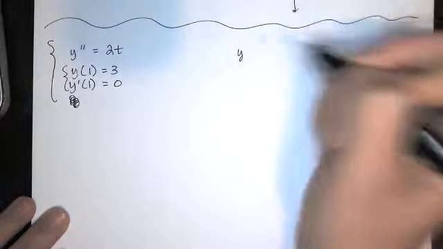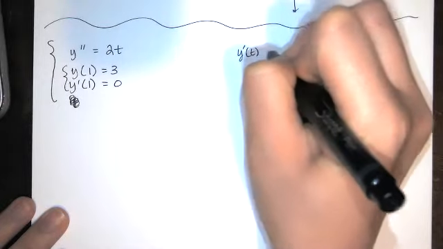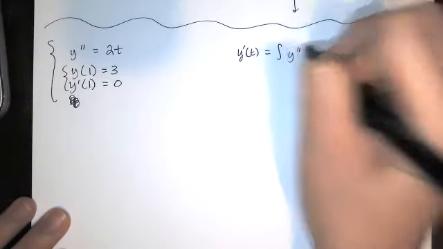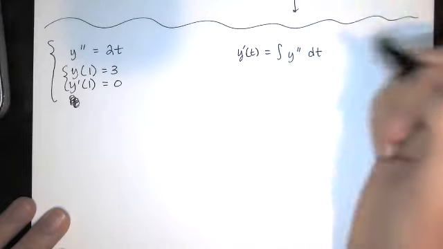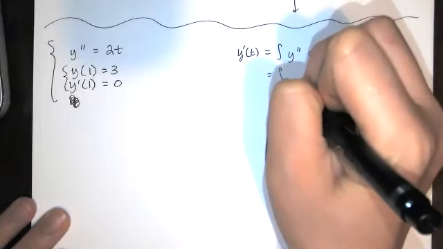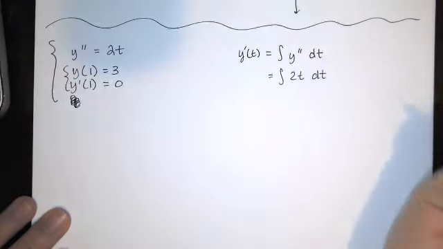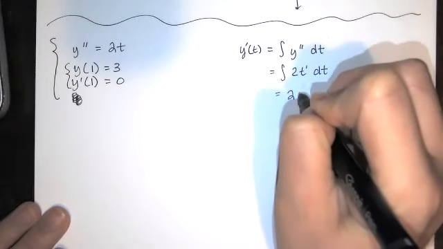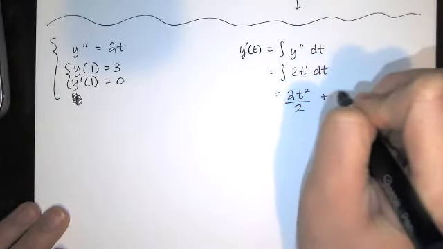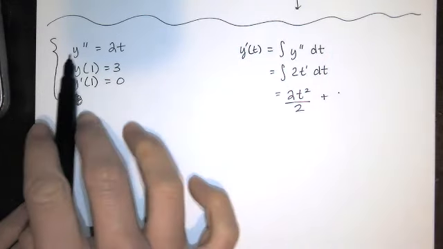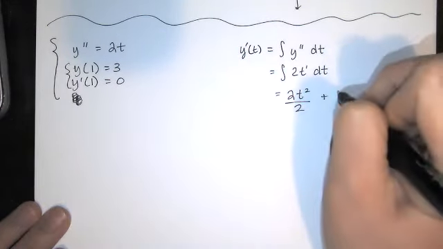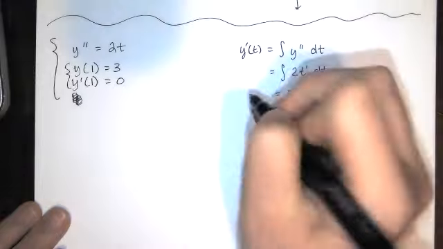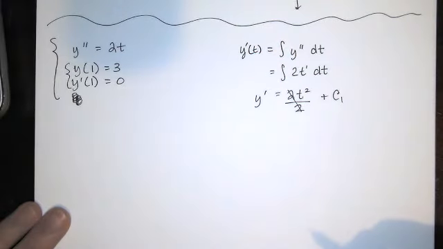If I'm trying to find y, well, first I need to get y prime from y double prime. The antiderivative of the second derivative would just give me y prime back. So we've got that. The antiderivative of 2t, we know we just use the power rule, bring the 2 down, add 1 to the exponent, divide by the new exponent, add your constant of integration. Now, since it was a second order equation, I will have 2 constants. So I'm going to call this first constant C1. The 2's reduce. So y prime is equal to t squared plus C1.